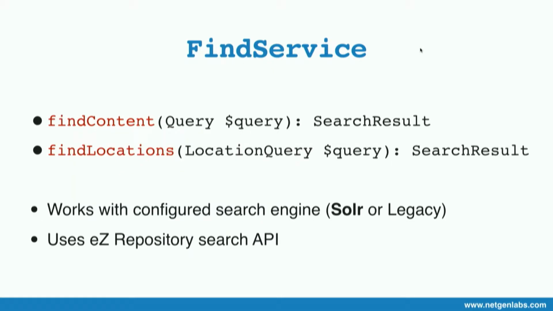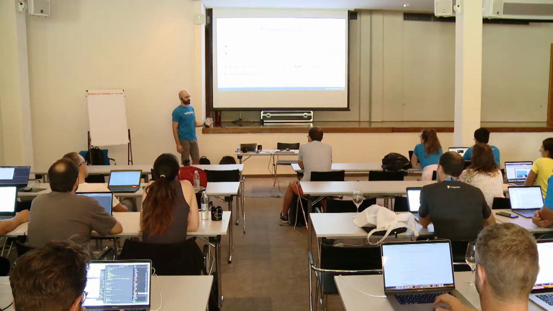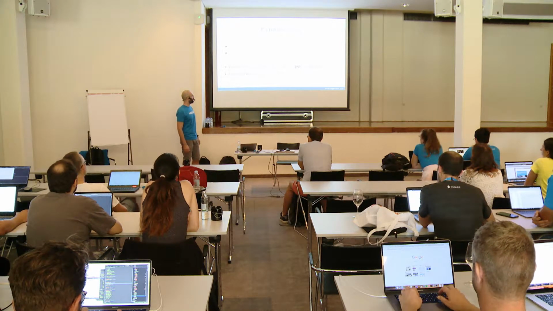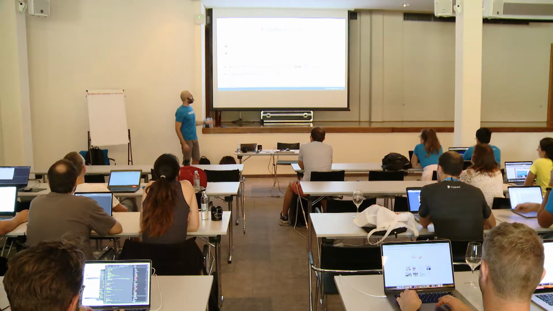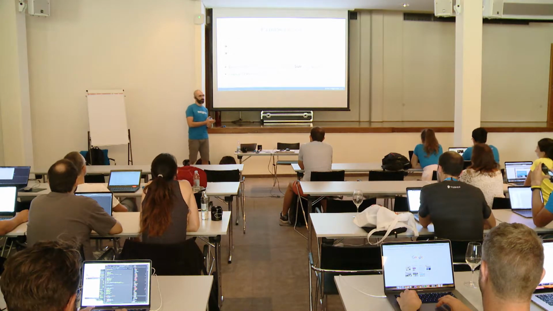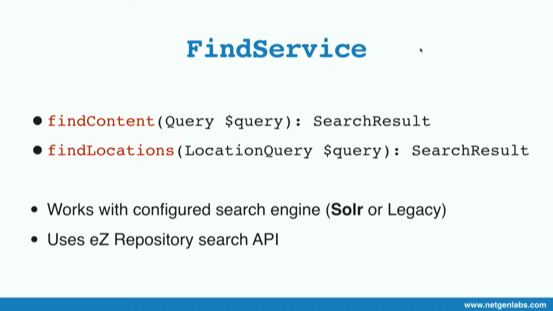Then we had the find service with two methods to find content and locations. And this uses the same search API from the repository. So this is really a very thin layer. But again, what it provides is transparent handling of translations. You don't have to worry about it. The idea behind the find service is that it works with the configured search engine. This can be, as you know, Solr or legacy.